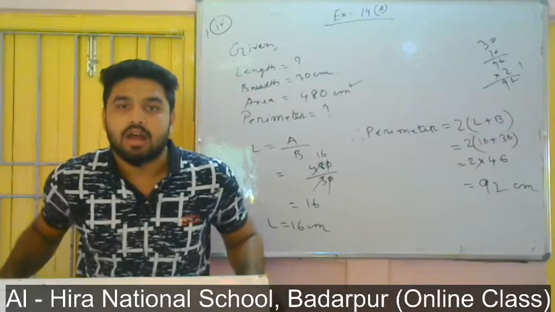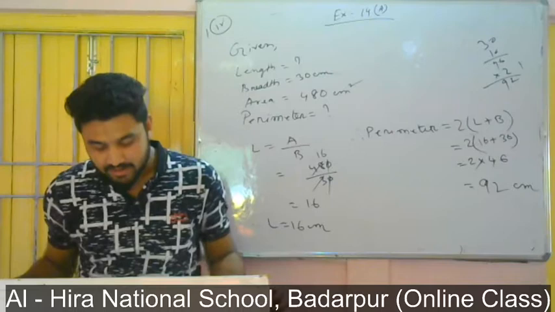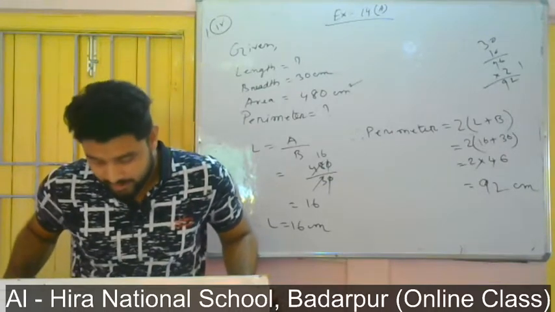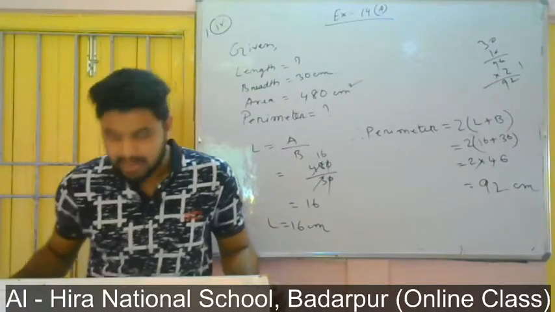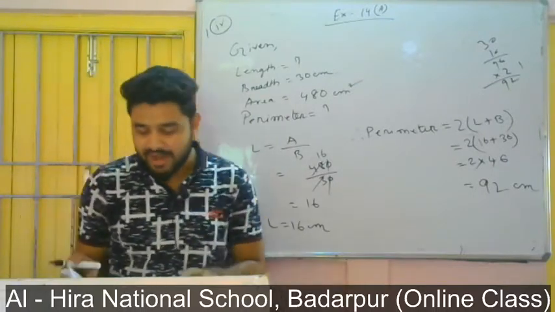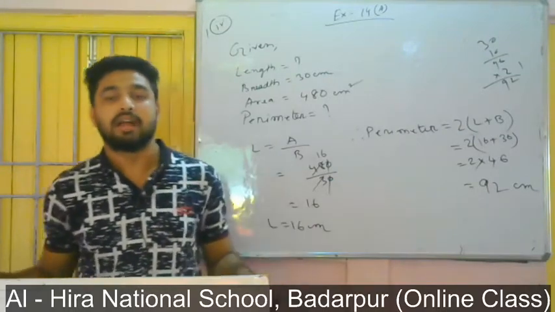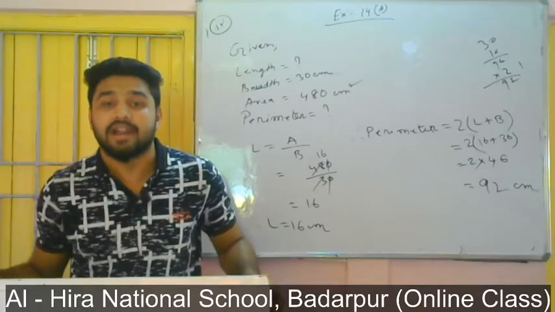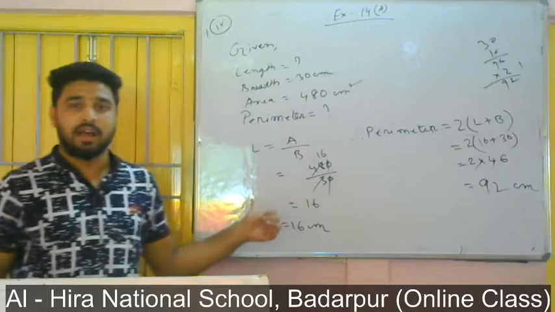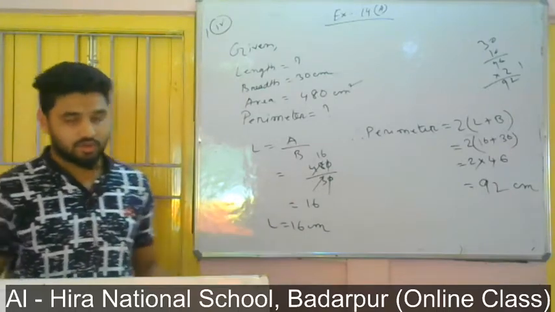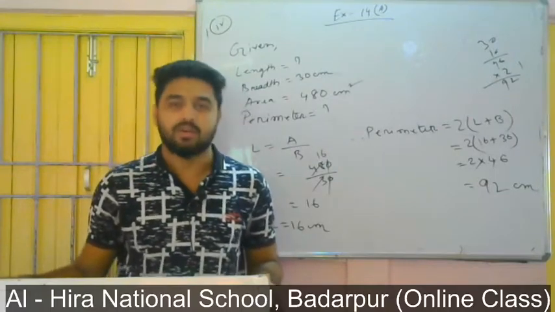Now come to question number 2. Find (A) the area, (B) the perimeter of the square PQRS, if PQ equals QR equals 20 centimeter. That means we have to find the area and the perimeter of the square. We know that area of a square equals side square, and perimeter of a square equals 4 into side. I have already given you the formula at the first portion of the class. So using this formula we will find question number 2.